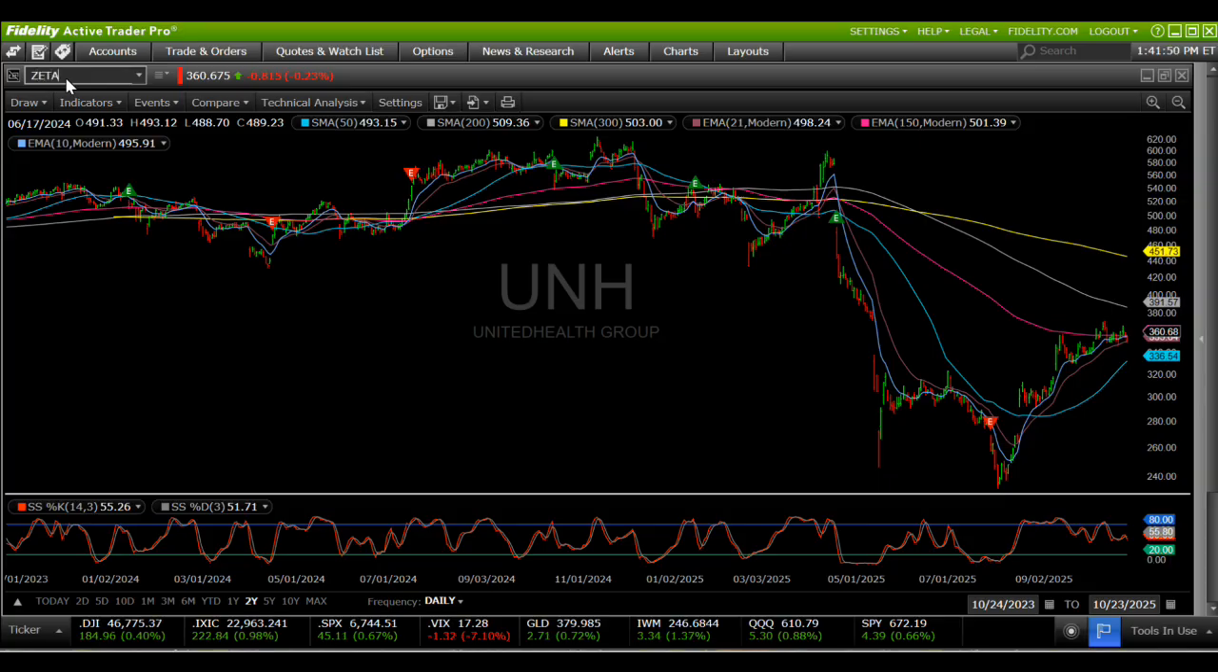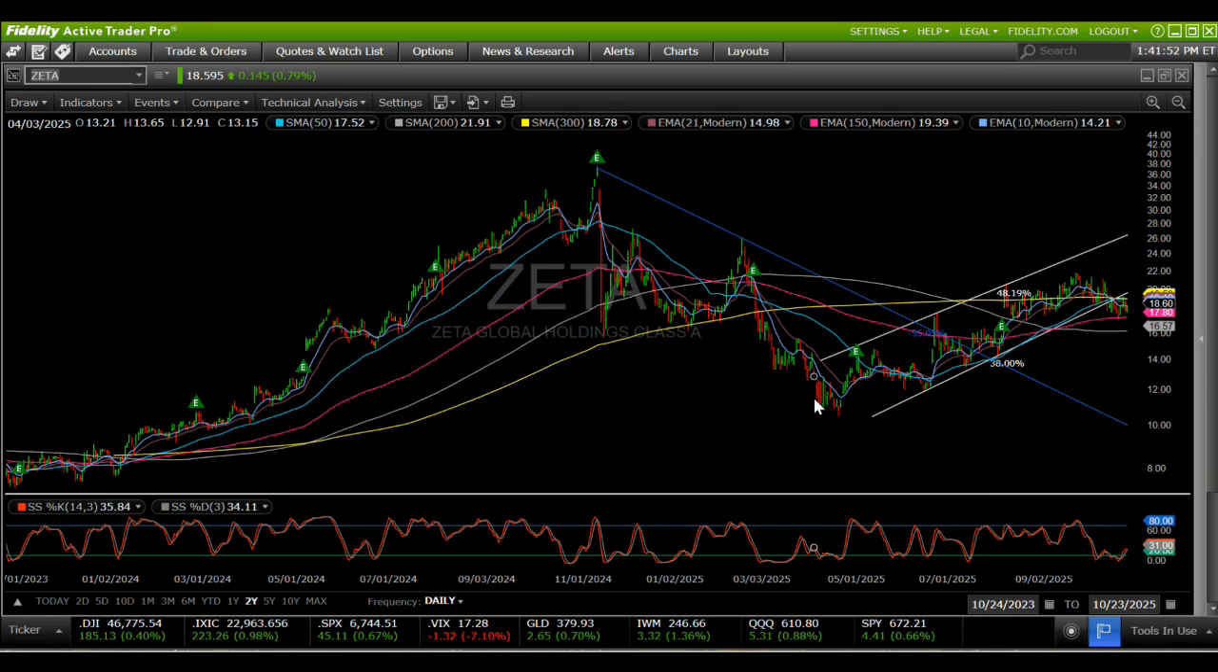Zeta, I mentioned this one. This is a lower price stock here. We did break the lower channel, which I wasn't happy about, but came down to this magenta 150-day moving average. So I think this is a good area. Stochastic is low, but I think this presents a good buying opportunity. I would just put your stop loss below the October 17th low of 17.46, so that's a little over $1 from where we're trading right now.